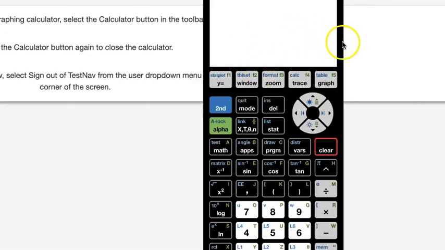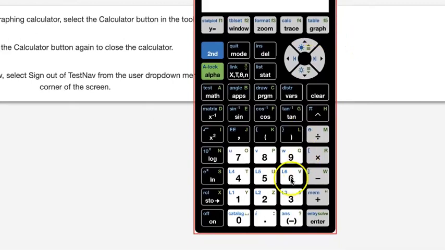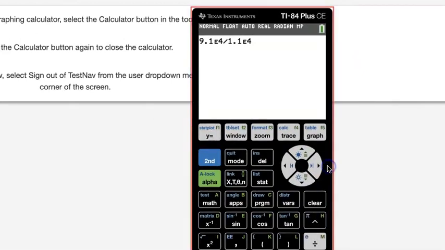When I plug that into my calculator, this is what it's going to look like. 9.1. I like to use the E to signify times 10 to the 4th. So I get that by hitting second and then that comma right above 7. So this is E4, and then I'm dividing by 1.1 E4. And here's what that should look like in the screen of your calculator.